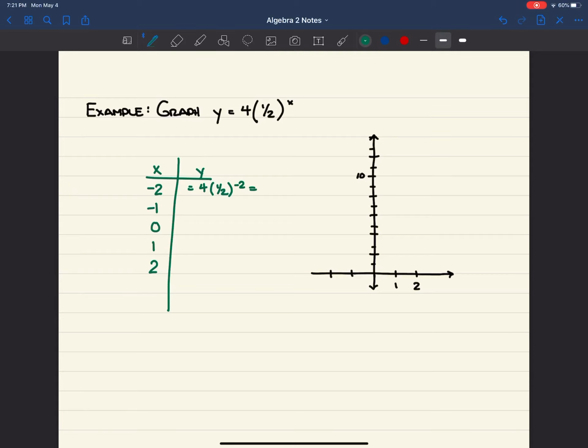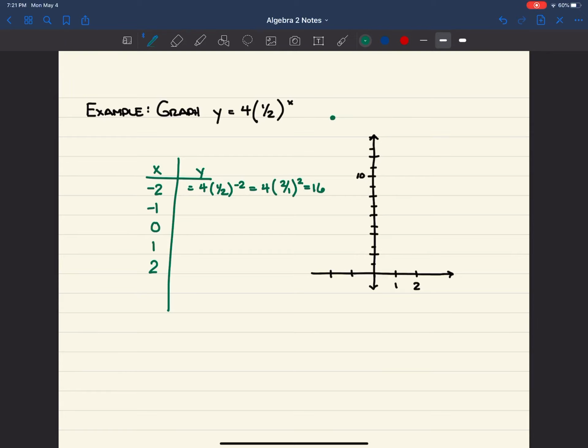Now, remember, order of operations. I've got to take care of the exponent first. So 1/2 to the -2nd power. Well, negative exponents move things, so we're going to have 4 times 2 over 1 to the second. Well, 2 over 1 is 2. 2 squared is 4. So we end up with 4 times 4, which is 16. So if we plot -2, 16, we're going to be somewhere up here.